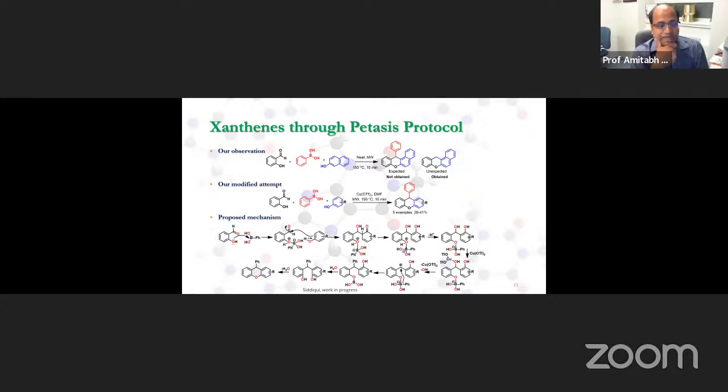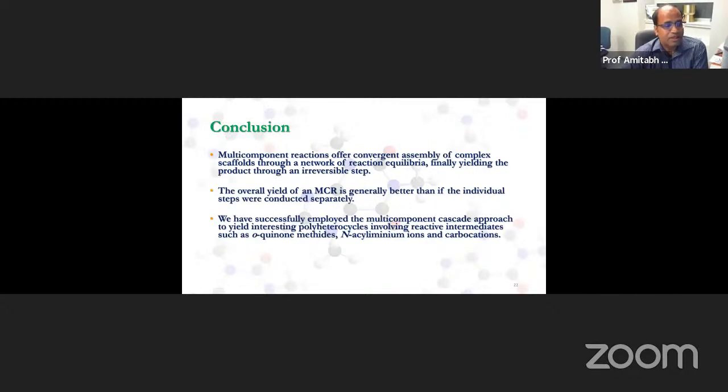And then in a modified attempt, when we used copper triflate in the reaction, we were actually able to install the phenyl ring from the boronic acid at the bridged position. So we were able to make both types of xanthene using the modified Petasis protocol. And in interest of time, I'm going to skip the mechanism that we have proposed for it. So in conclusion, we have used the multi-component reaction to make different types of complex structures, and most of this chemistry that I have discussed with you involve reactive intermediates such as quinone methides, N-acyl iminium ion, and carbocations.